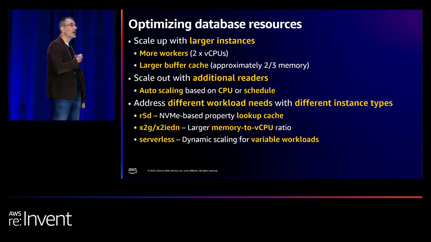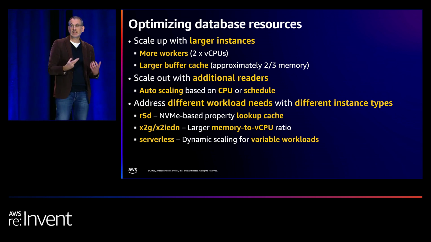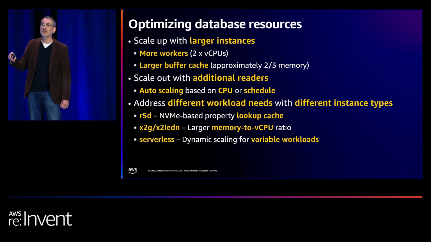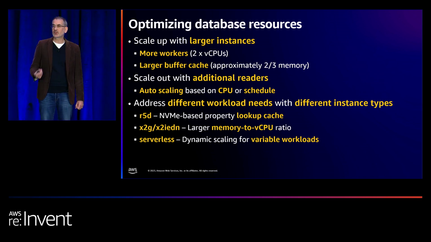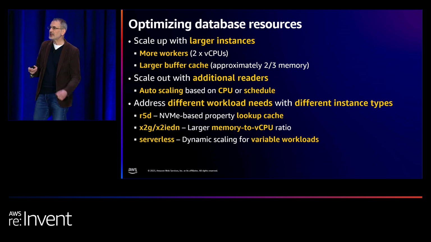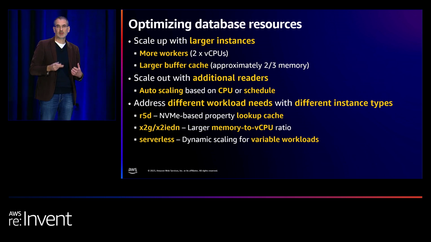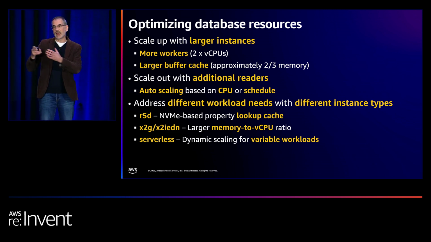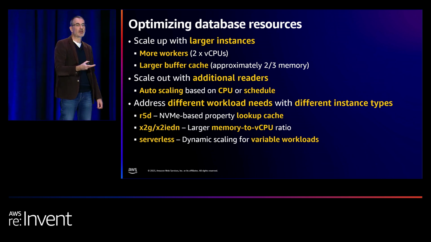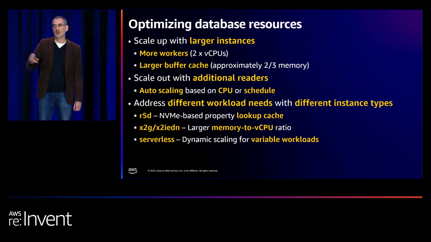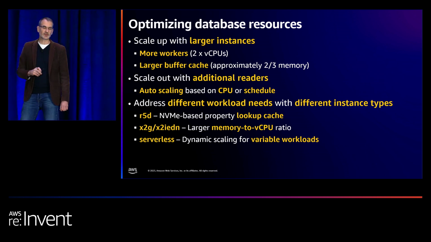If you need a bigger buffer cache, but you don't necessarily need more worker threads, you're not seeing a lot of queuing, but you are seeing a lot of buffer cache churn, then look at the X2 instances. So these have a larger memory to virtual CPU ratio than their peers in the other instance types. Typically 4 times the amount of memory to the number of virtual CPUs versus the other instance types.